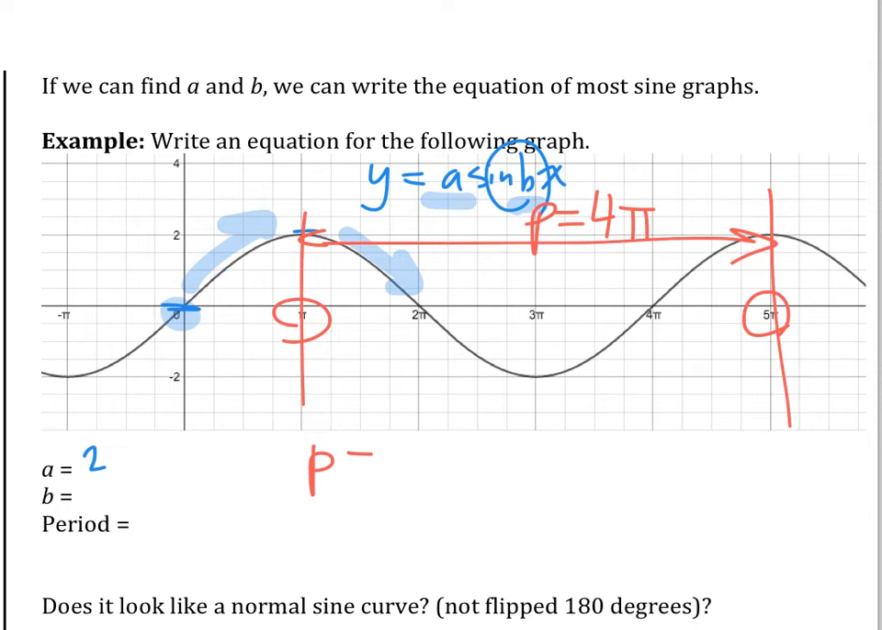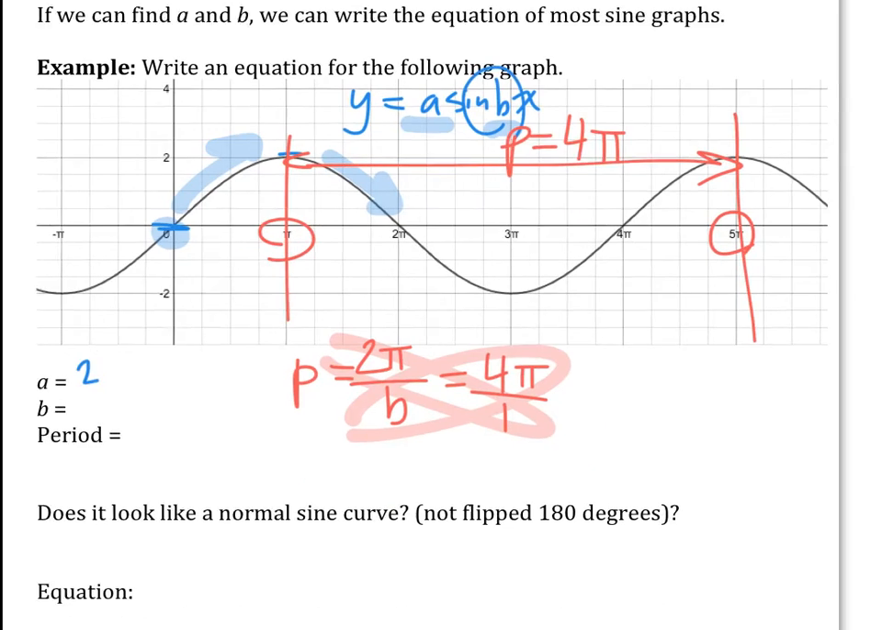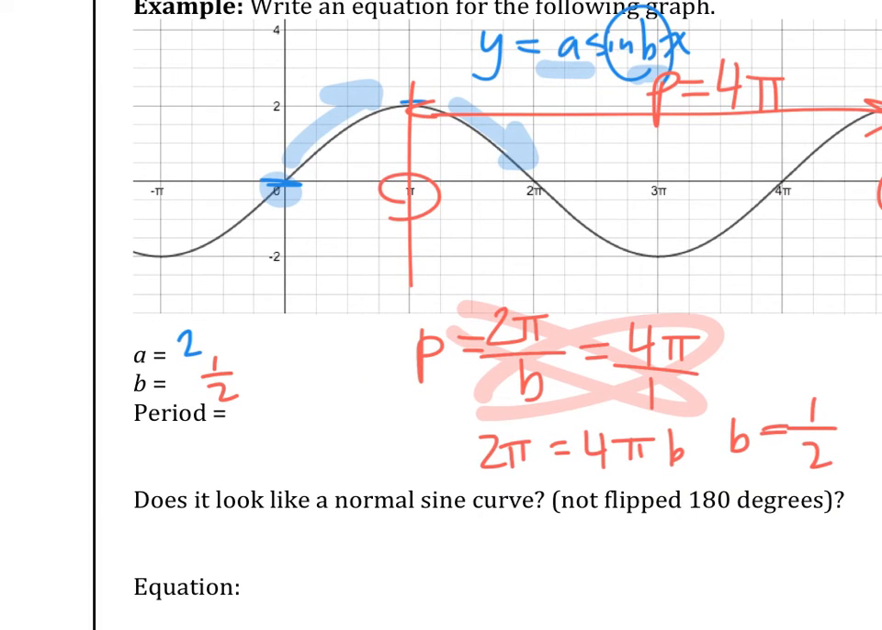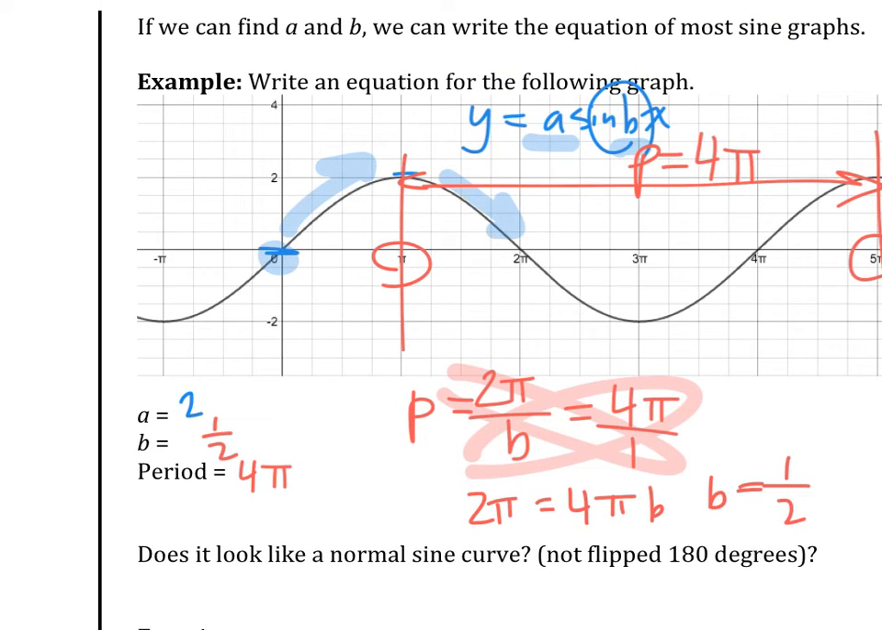Now you need to recall the period formula. Period formula is 2 pi over absolute value B, or let's just put B. Okay, so what we want to do is back calculate B. If you're not sure how to do this, please make sure you put it over 1 and you want to cross multiply. Okay, so this is 2 pi equals 4 pi B. So then B is 1/2. B is 1/2. And I went ahead of myself. Period is 4 pi. So at this time, we can write the equation.